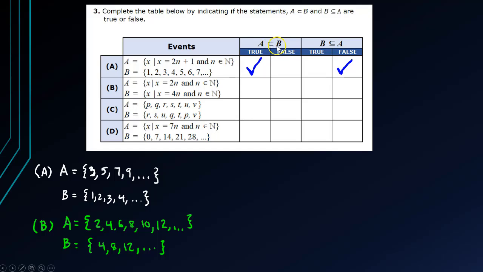So A cannot be a proper subset because A is not even a subset. B, on the other hand, all the numbers in B, all numbers that are divisible by 4, are divisible by 2. So all these numbers are going to be up here in set A. So B is a subset of A. It's actually a proper subset of A, but we're not asked that question here.